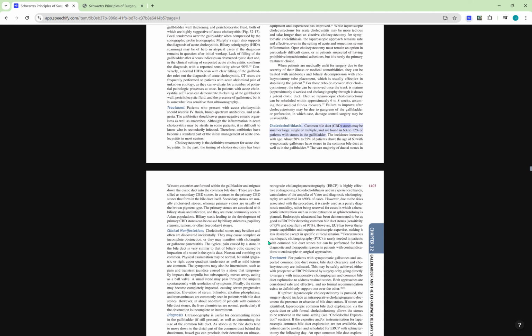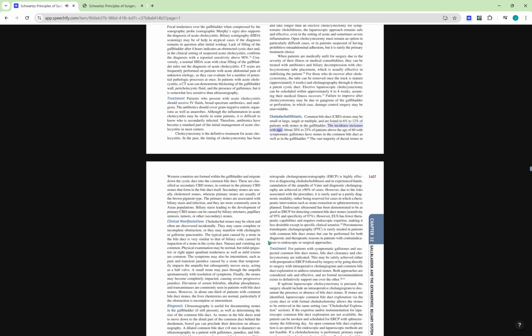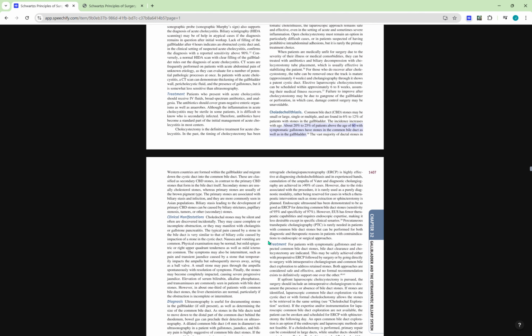Cholelithiasis. Common bile duct stones may be small or large, single or multiple, and are found in 6% to 12% of patients with stones in the gallbladder. The incidence increases with age. About 20% to 25% of patients above the age of 60 with symptomatic gallstones have stones in the common bile duct as well as in the gallbladder.